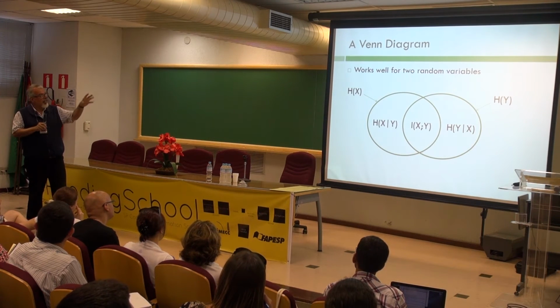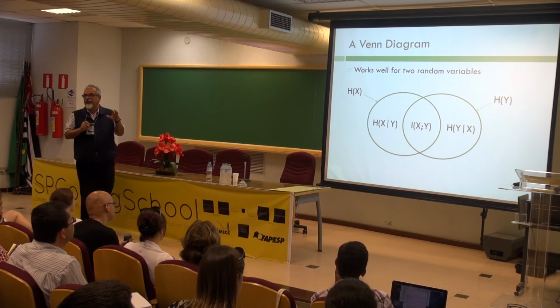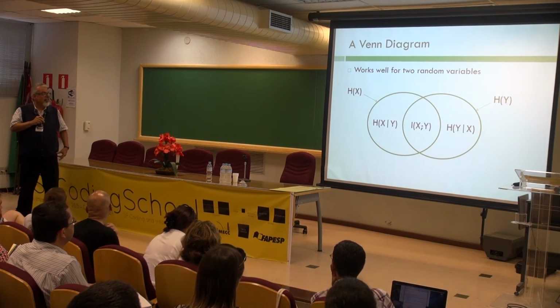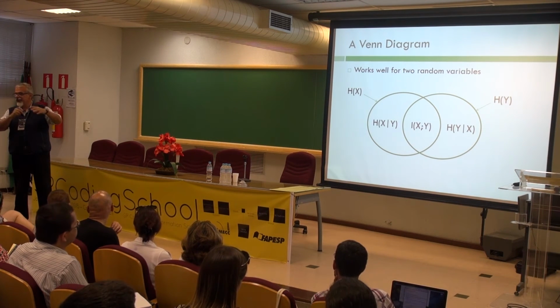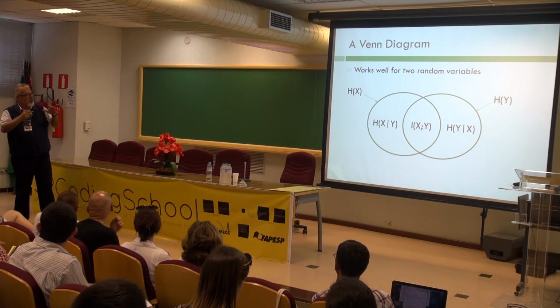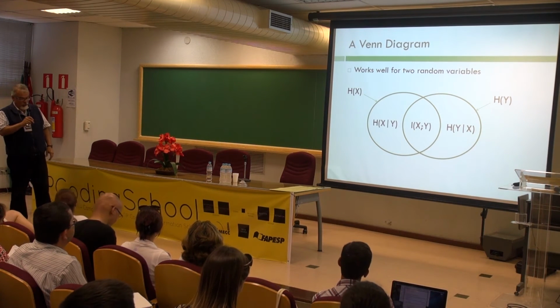And that is more or less depicted in this Venn diagram here. This Venn diagram is very nice, works very well, but I have to give you a caveat here. It works well for two random variables. If you put in a third, then there are some things that are not even defined. And maybe you could try to make a new theory for that, but people usually don't go for anything more than two. But for two it is very nice.